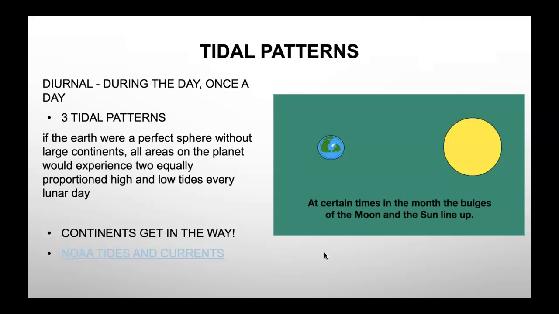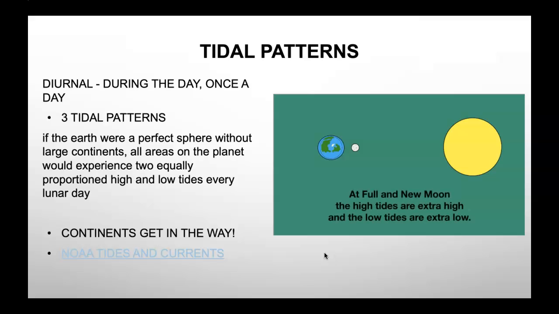At certain times in the month, the bulges created by the moon and by the sun line up with each other. This happens at full moon, when the sun and the moon are on opposite sides of Earth and we can see the whole moon, and at new moon, when the moon is directly in front of the sun and we can barely see the moon. This means that at full moon and new moon, the high tides are extra high and the low tides are extra low. We call this a spring tide.